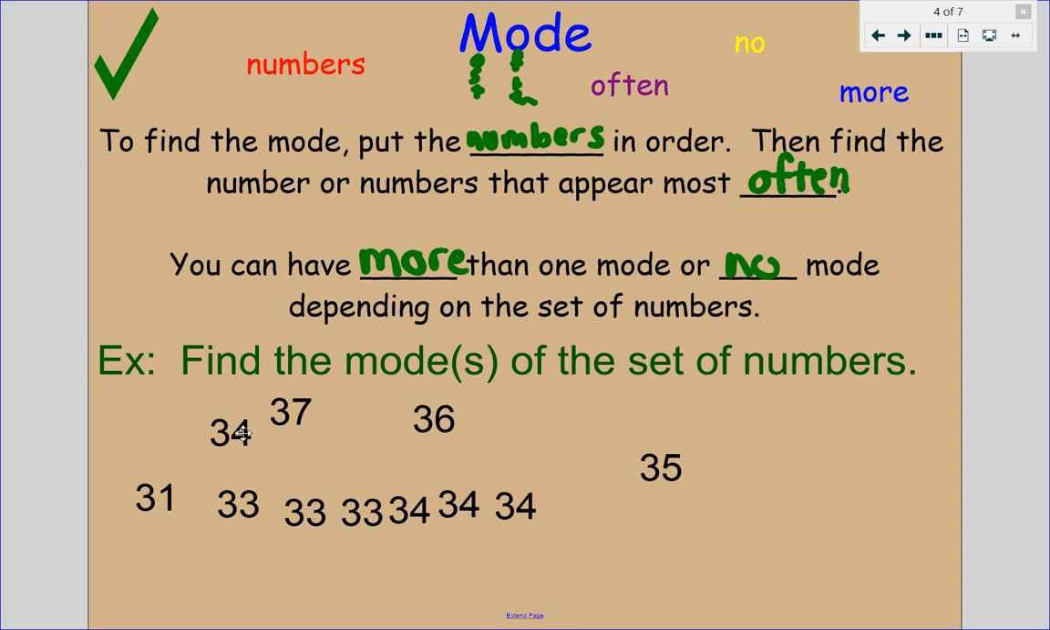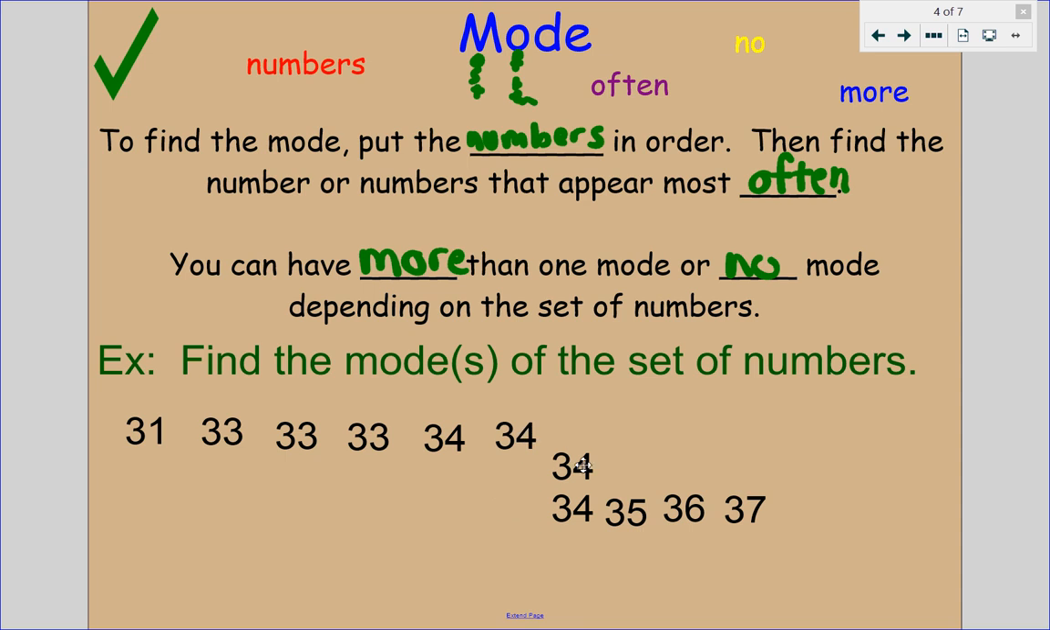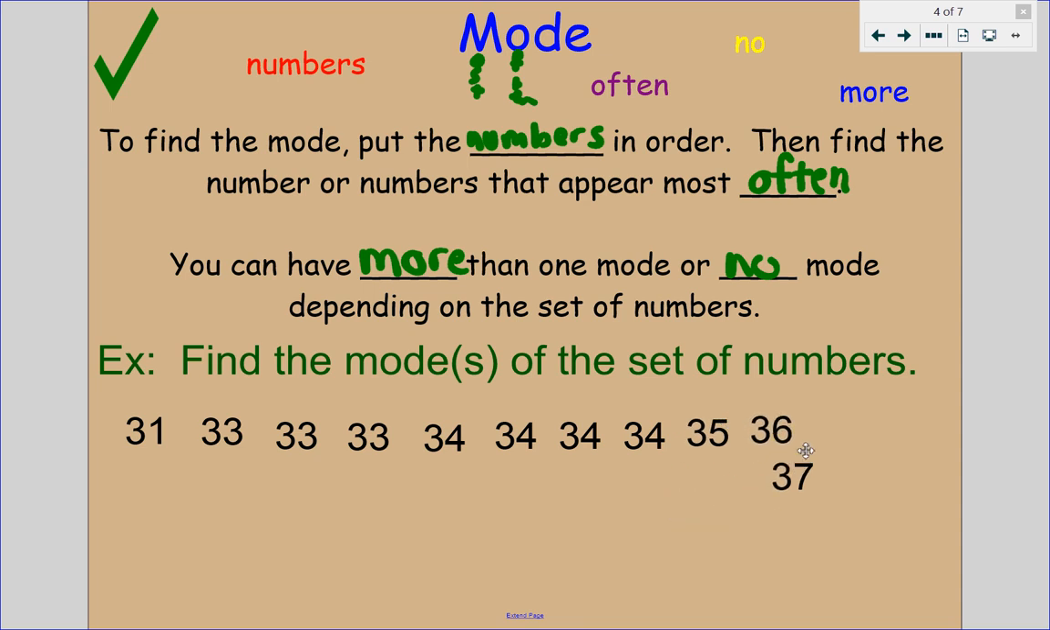And then I see a 35, 36, and 37. Like I said, you need to put them in order first. The only time we don't need them in order is when we're finding the mean, or the average. All the rest of the things we're working with, we want them in order from least to greatest. And if I have them 3 times or 4 times, I need to make sure I write them down 3 or 4 times, just like the set of data shows.